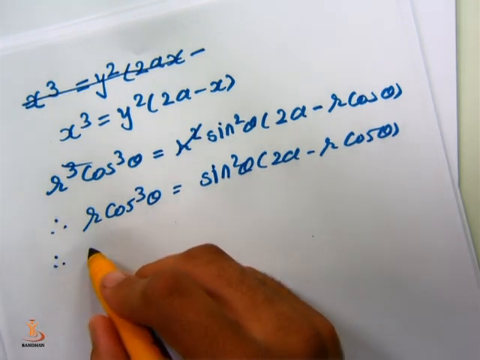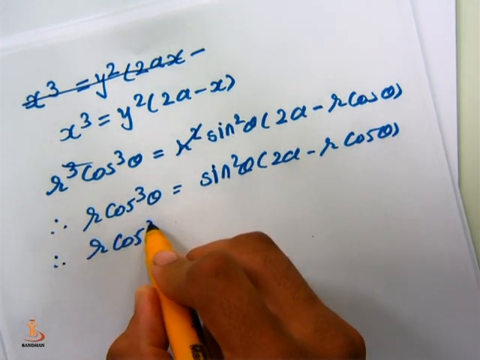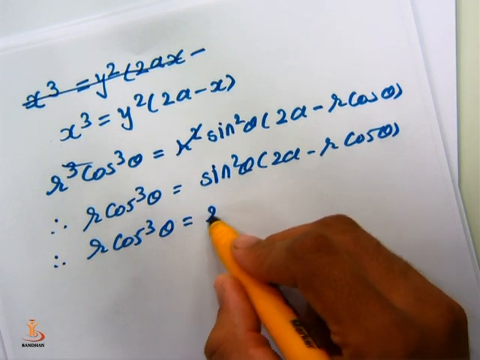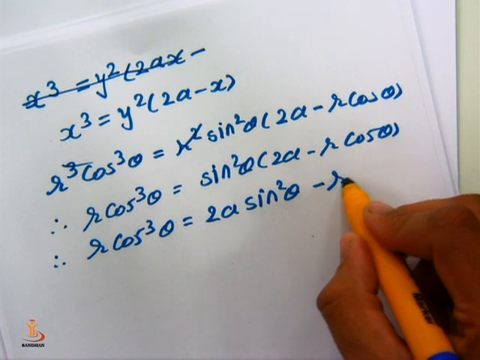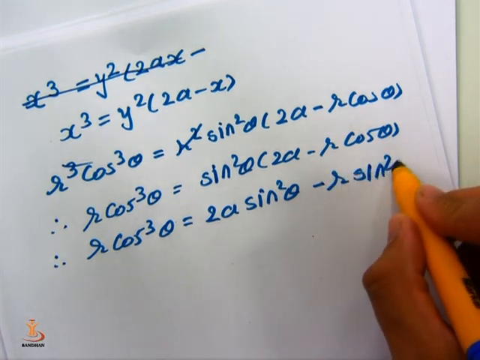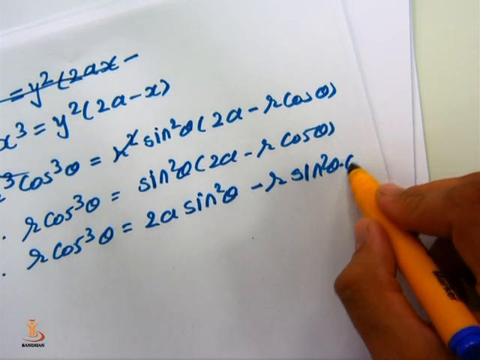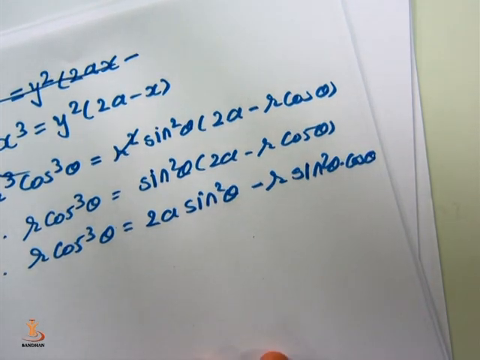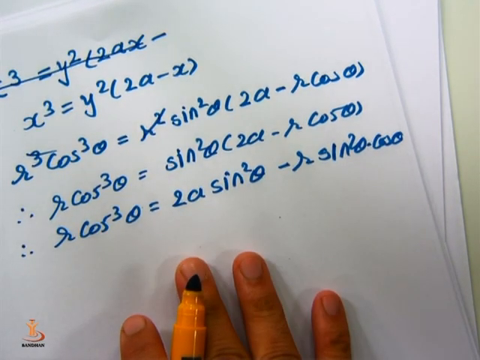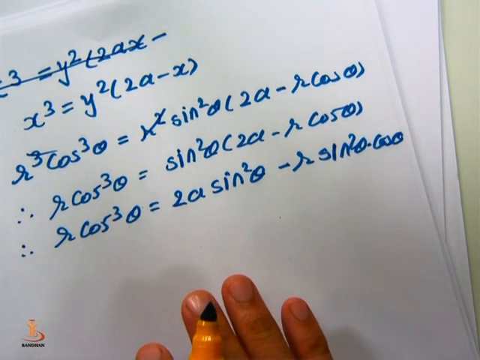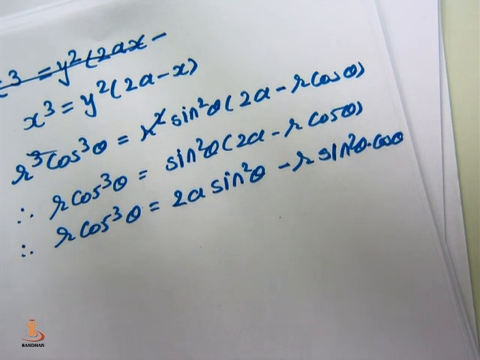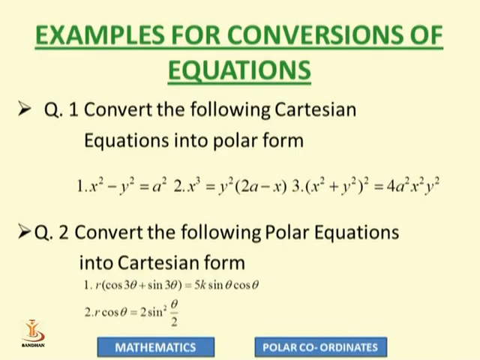So further simplification will give you r cos cube theta equals 2a sin square theta minus r sin square theta into cos theta. So this is how this Cartesian equation is converted into polar form. In the same or the reverse manner, we can convert polar equations into the Cartesian form also. So for that, let us take one more example.